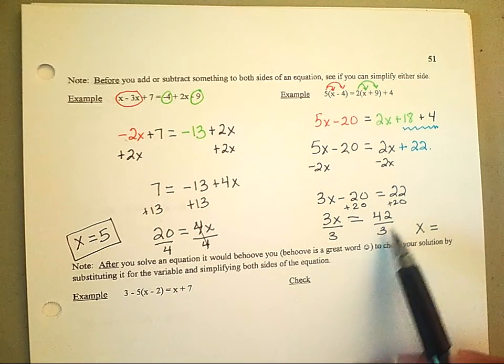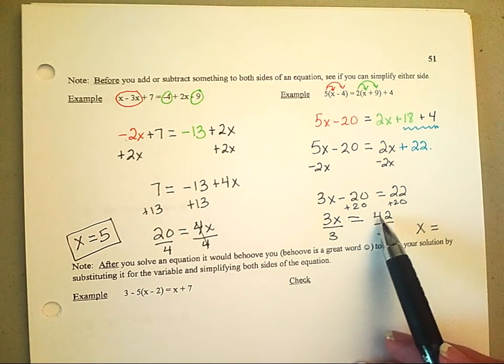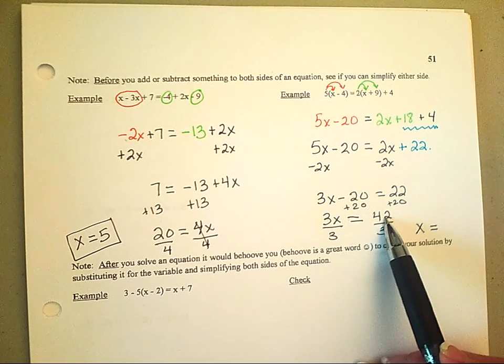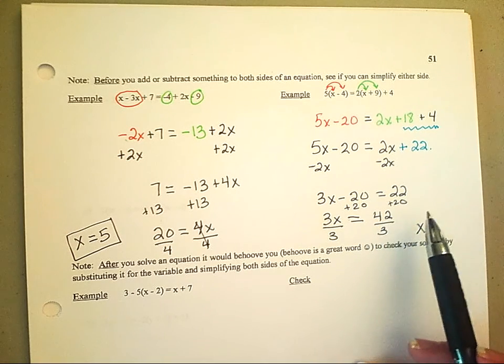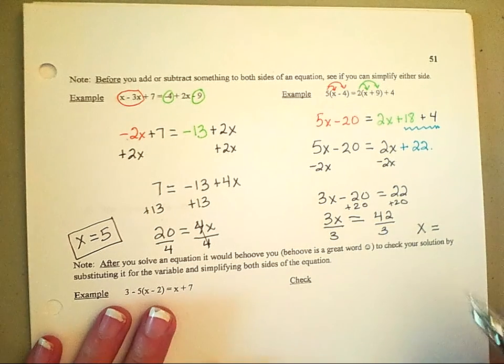So let's remember our rule. If a number is going to be divisible by 3, let's add up the digits. So 4 plus 2 is 6. 6 is divisible by 3. So 42 is divisible by 3.